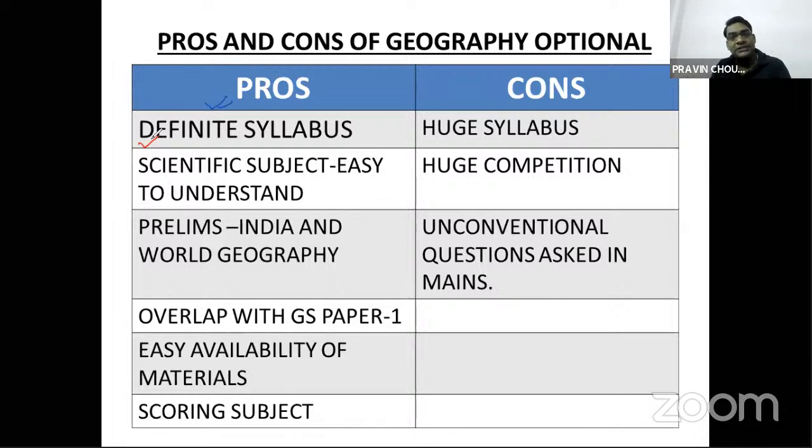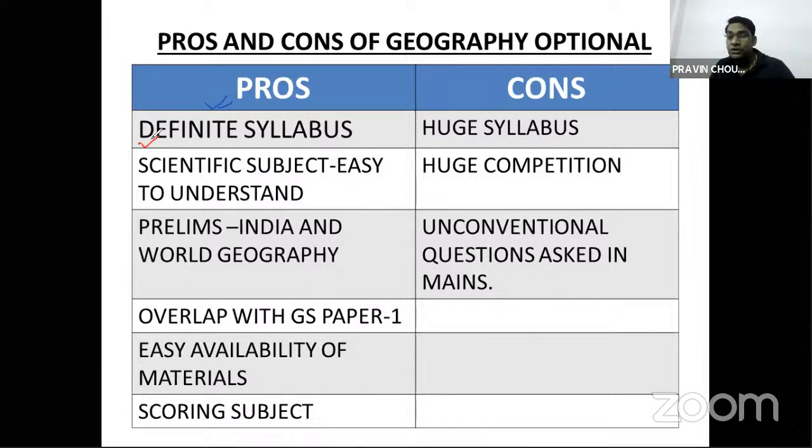Most of the topics are familiar from your GS part. As you know, the GS part is where you have to study more geography, because questions come in prelims as well as in the mains GS part. So while talking about geomorphology and climatology, when you see the syllabus, you are familiar.